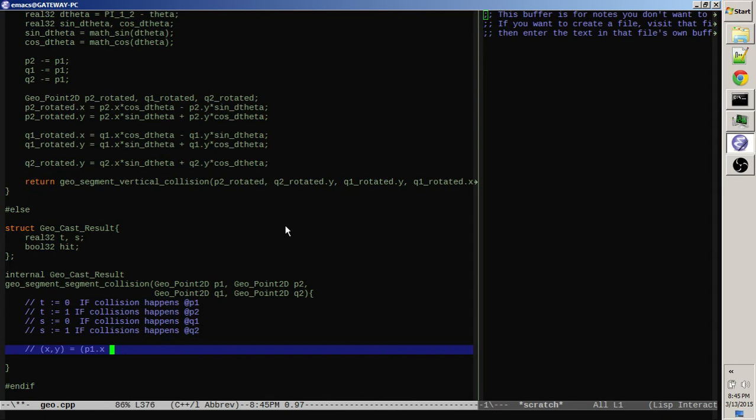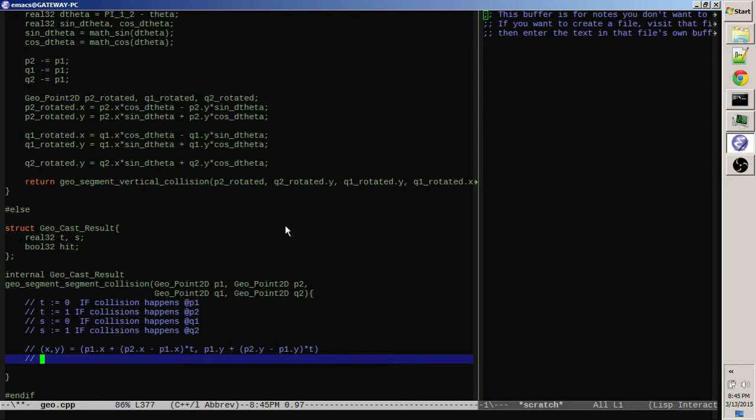p1.x plus, and that's kind of a linear interpolation thing, (p2.x minus p1.x) times t, and p1.y plus (p2.y minus p1.y) times t. Now I'm writing this like it looks like code, using dots and code syntax, but it's actually an algebraic expression here. So think of this as a system of equations, like I said. And then we also have the same thing for s. So the line of s looks like this, except it's going to be with q's and s's, right? P's with q's, yes.